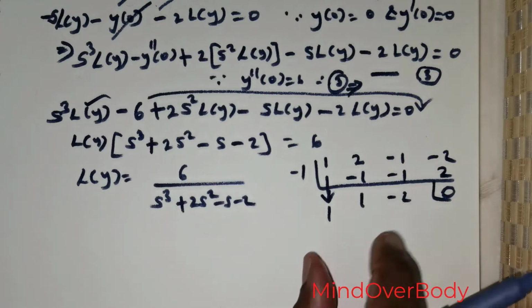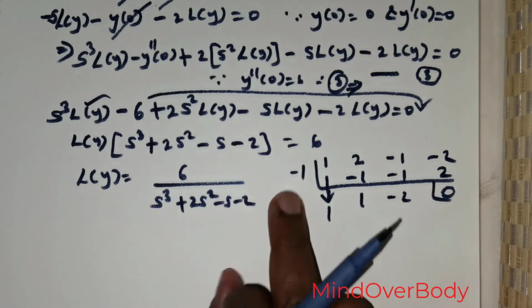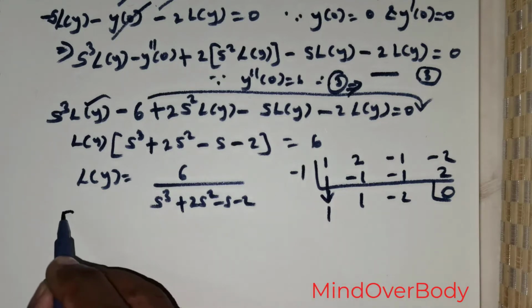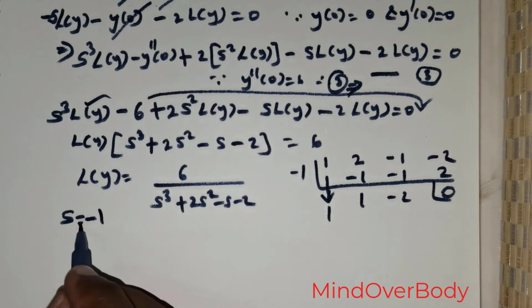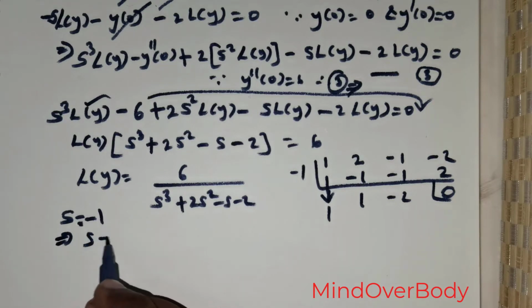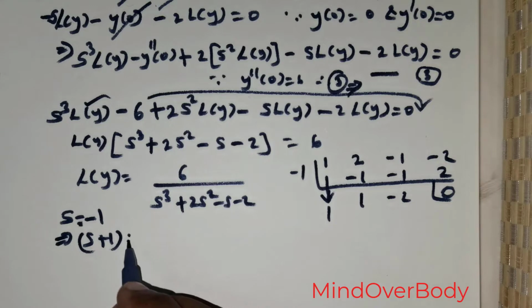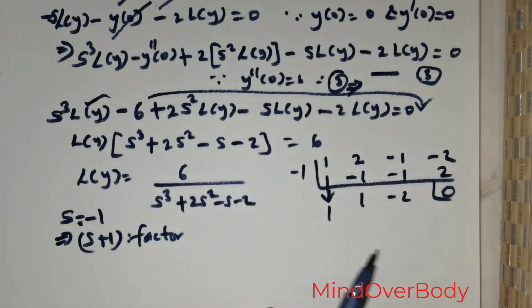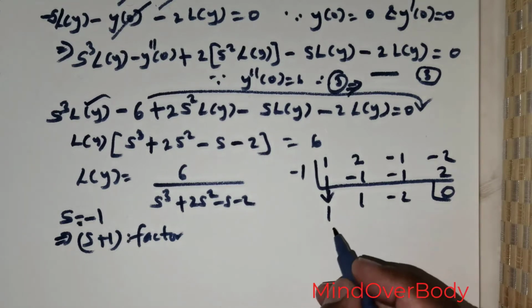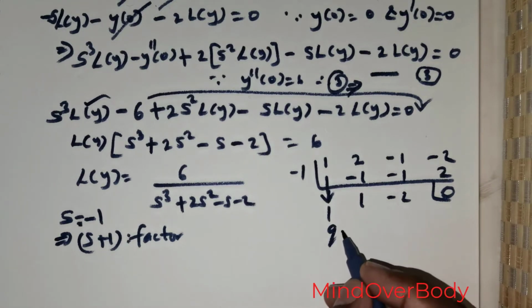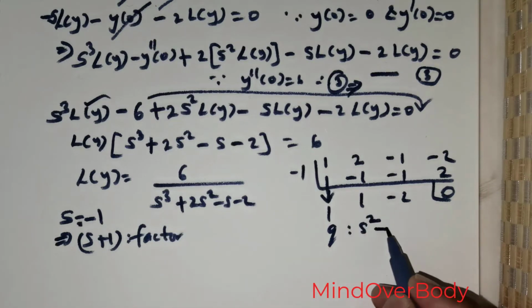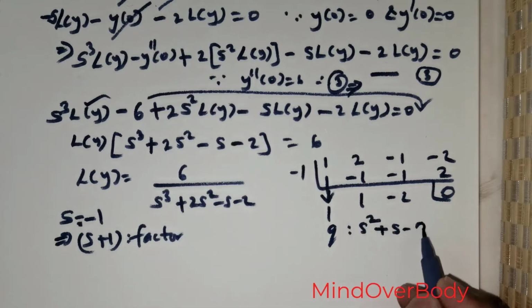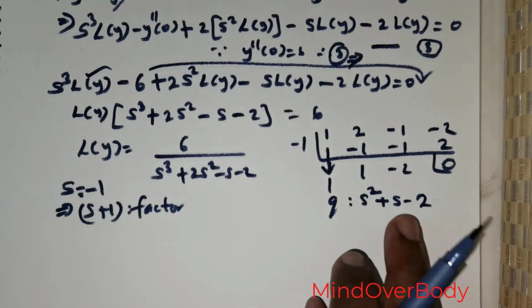So clearly I can see that s is equal to negative 1 is a root. So this means s plus 1 is a factor. Now we can factorize this. The quotient in this case, since we started with s cubed, is going to be s squared plus s minus 2. This is what we have got.